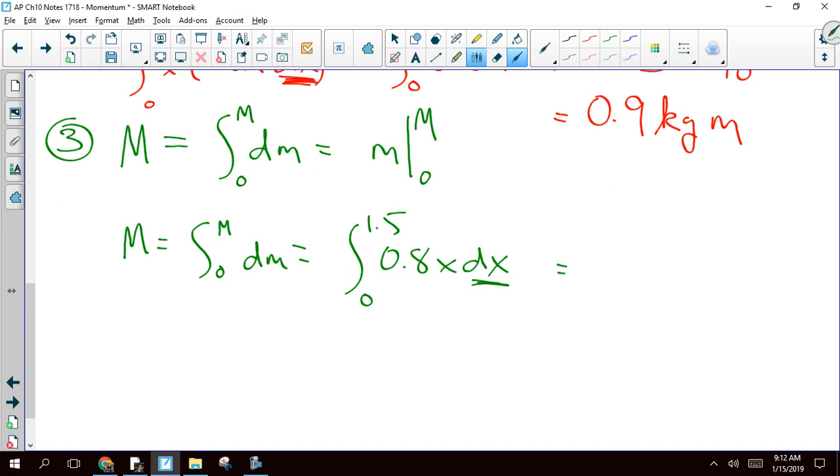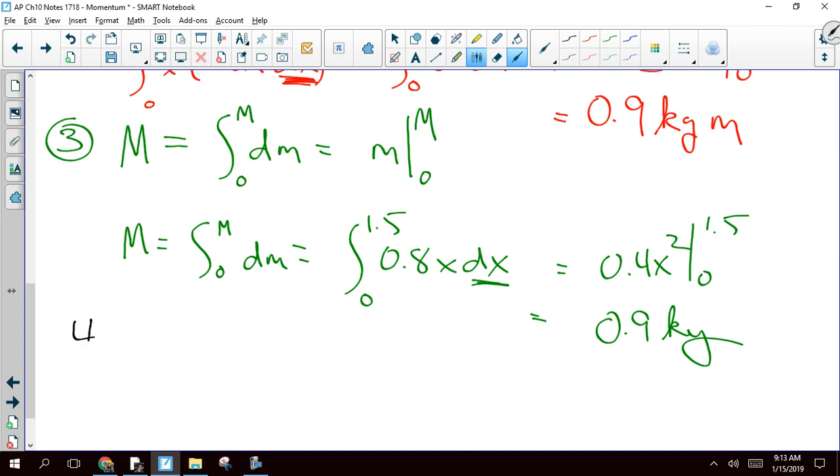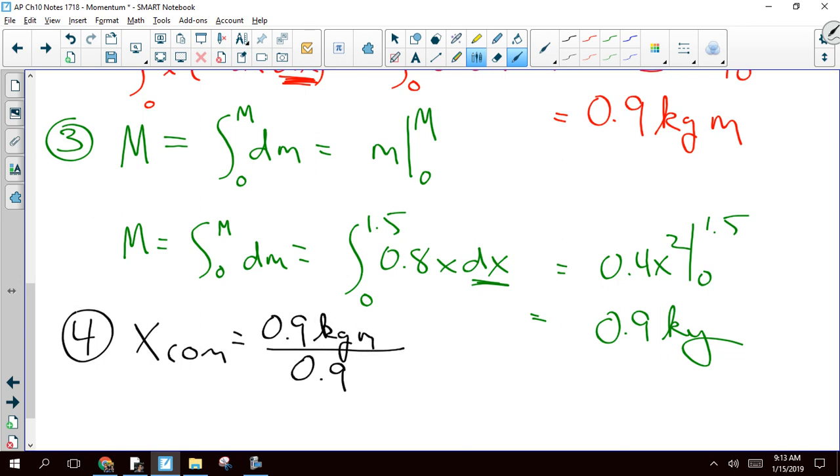What's the integral of 0.8x? That's 0.4x squared, from 0 to 1.5. So plug in your numbers. Grab your calculator. And so this also gives you 0.9, which is an unfortunate coincidence. But this time it's just kilograms. Okay, so finally I can find the position of my center of mass. The position of the center of mass is the first number we got, 0.9 kilogram meters, divided by 0.9 kilograms, which gives us 1 meter.